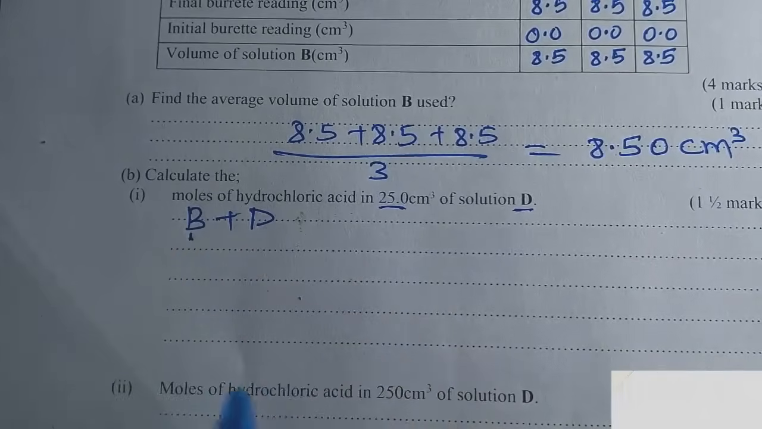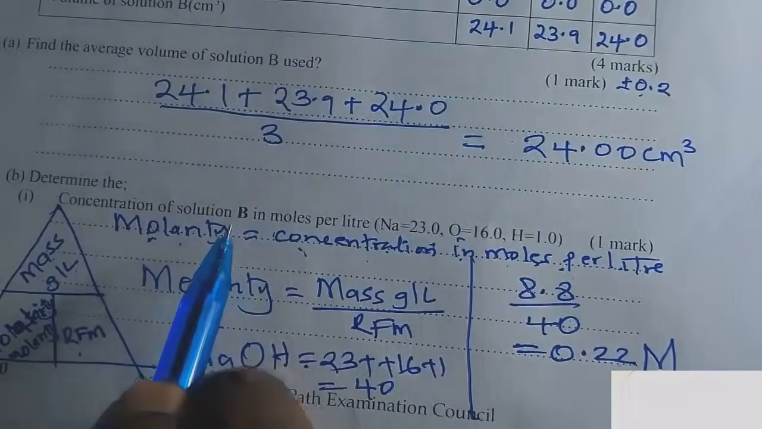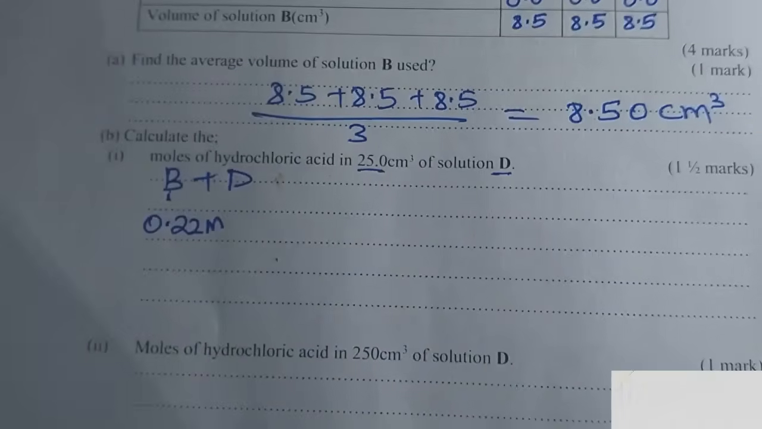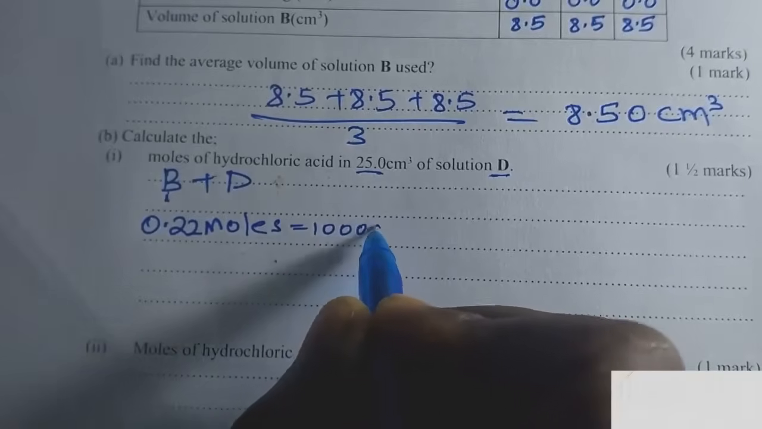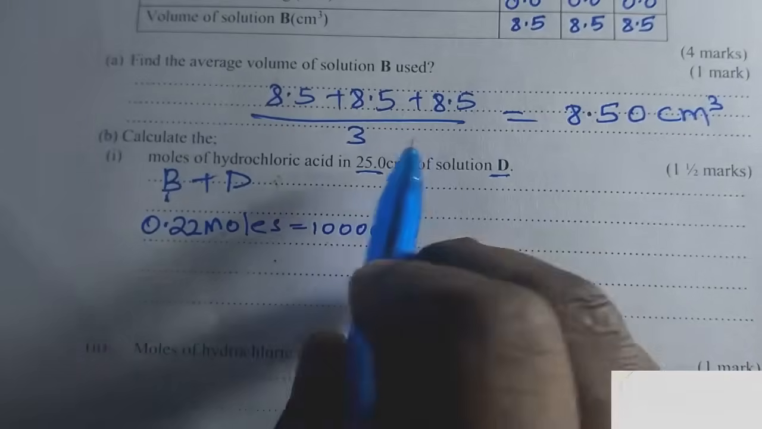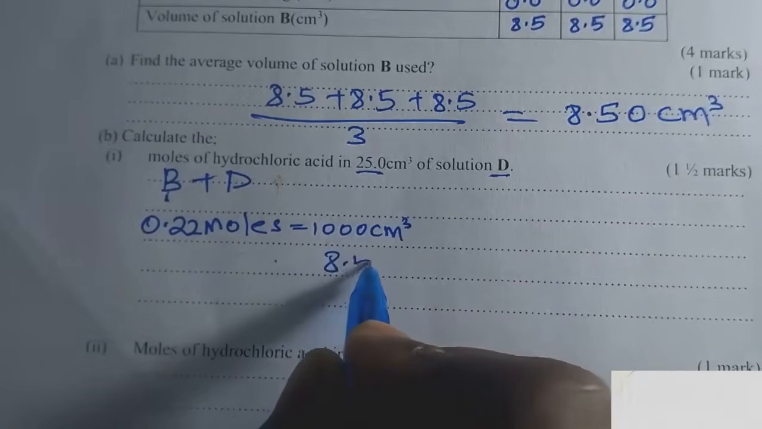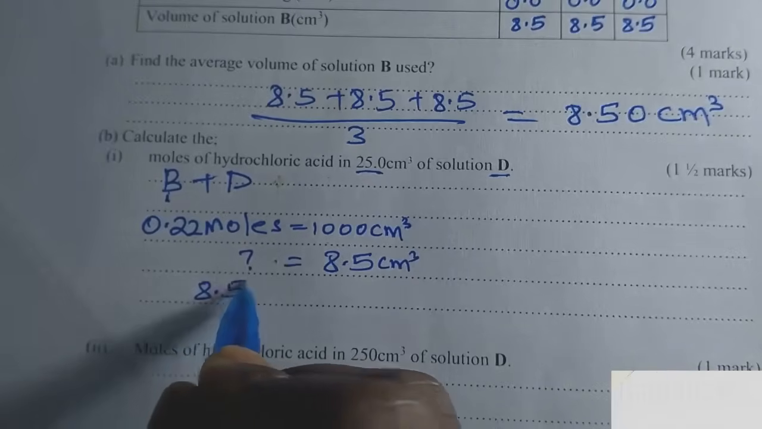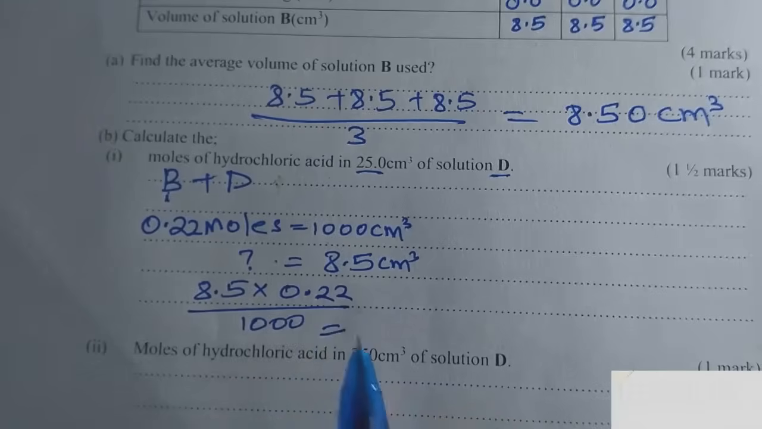The molarity of this was 0.22 capital M. If you forget, you go back and check B. The molarity is here. Molarity means the number of moles in 1,000 centimeters cube. So we will find out the number of moles inside 8.5. 8.5 centimeters cube will contain: 8.5 times 0.22 divided by 1,000, and this will give us the number of moles, which is 0.